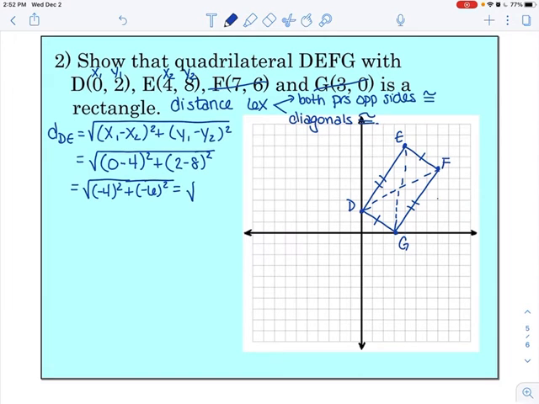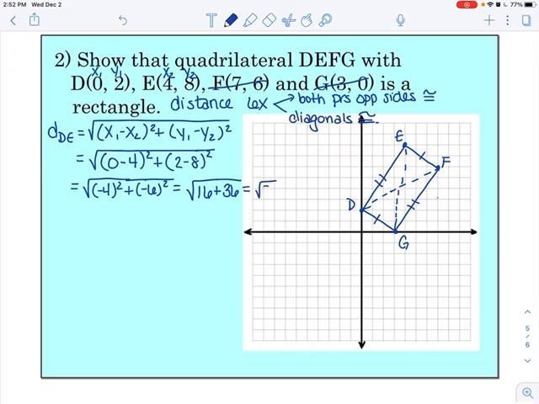Okay, negative 4 squared is a positive 16, and negative 6 squared is a positive 36. And when I add 16 plus 36, I should get an answer of 52. And just like on that last slide, we'll leave it as radical 52. So what I've just showed is that this side, the distance is radical 52. So why don't we stick with the pair that's opposite that to get that radical 52 again. So let's find the distance of GF next.